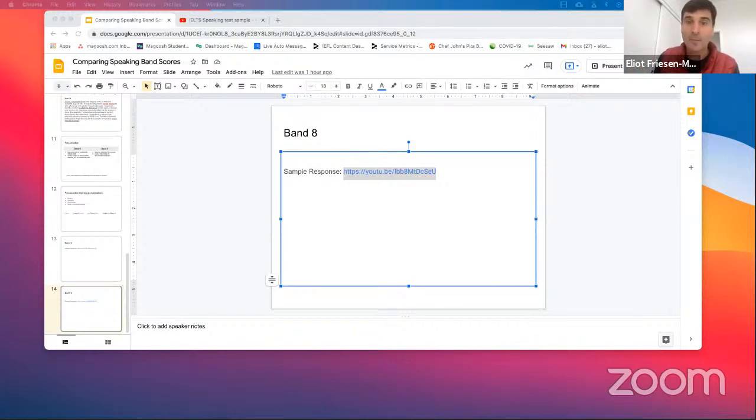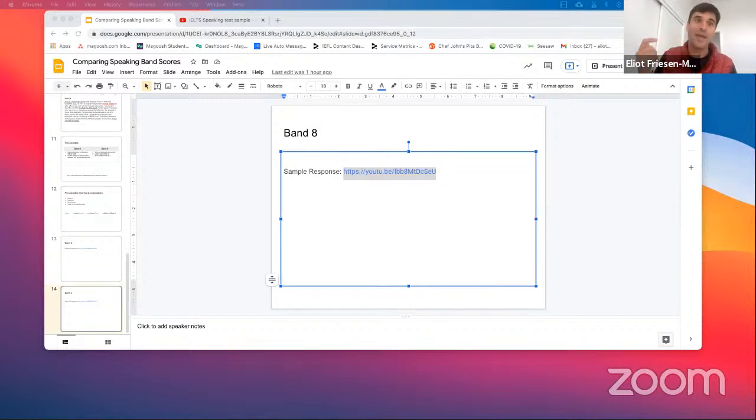Okay, good. One final question here: how can we find real Band 9 samples of writing and speaking? Unfortunately, there aren't a lot of free resources out there that have official things. I'm aware of some websites that publish IELTS tests, but I can't recommend those because I don't know if they are official responses or not.